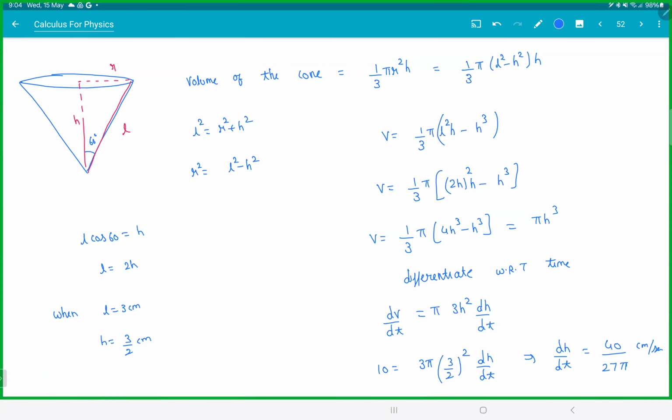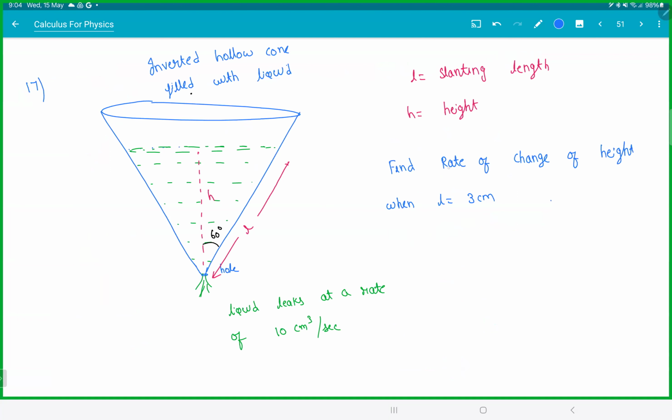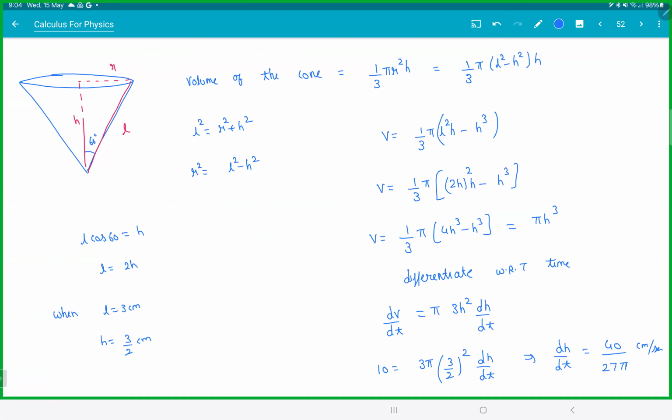Again, let me explain the whole thing. Listen, the main catch here is, Mridul, keep your cam on. The main idea here is, the question is to find dH by dt, the rate of change of height. The only thing that I can see is L here, there is no discussion of R. So you should know the volume of a cone. If you don't know this, then you're gone.